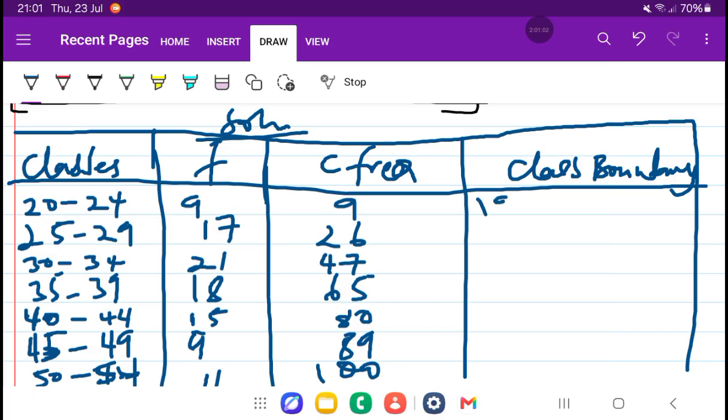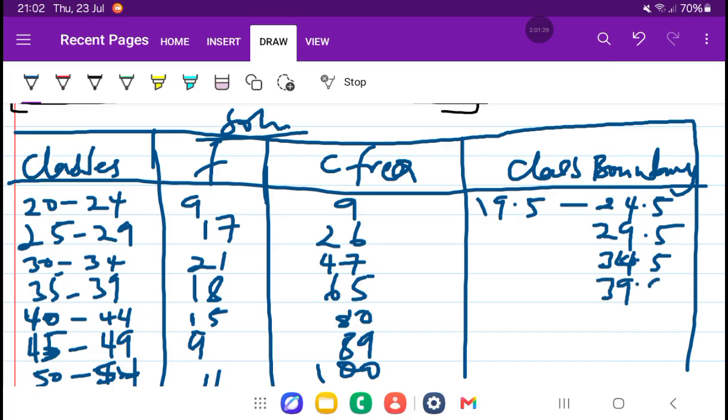So we get the class boundaries. This is 19.5, because we have gotten 20 minus 0.5. We go to 24 plus 0.5, that is 24.5. Then 24.5 plus 5, 29.5, plus 5, this is 34.5, plus 5, 39.5, plus 5, that is 44.5, plus 5, 49.5, then plus 5, that is 54.5.